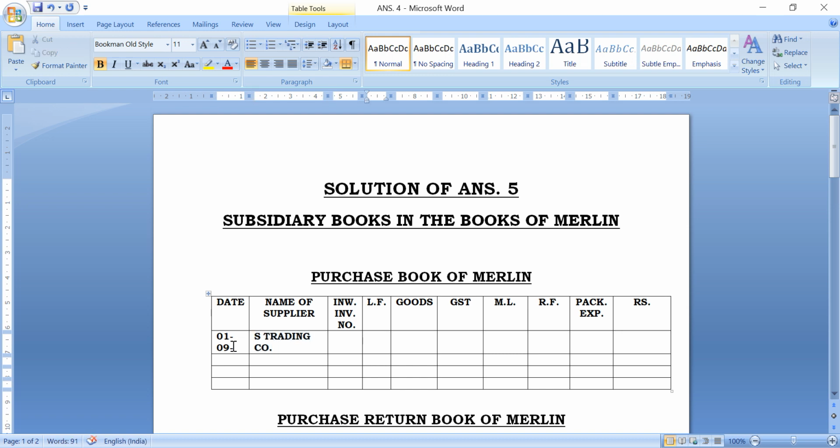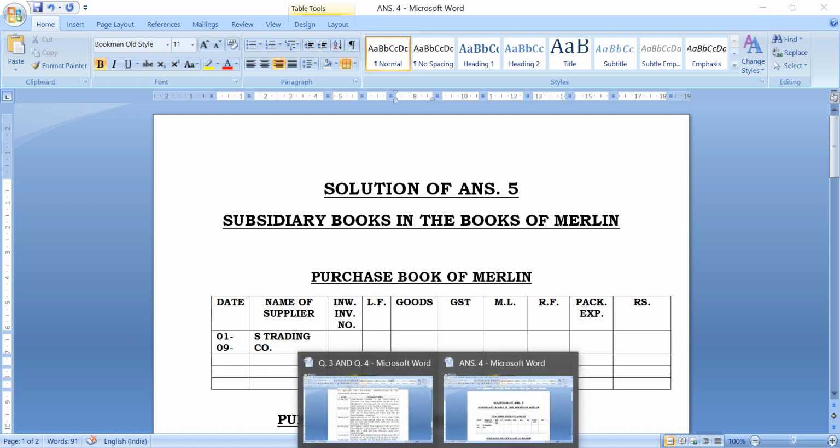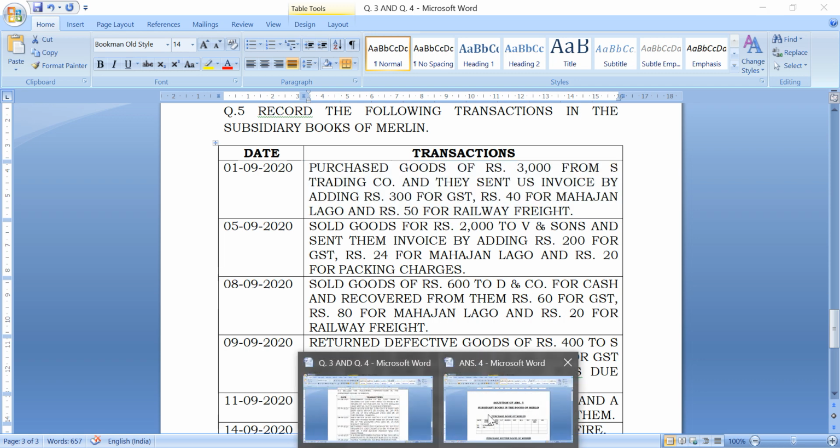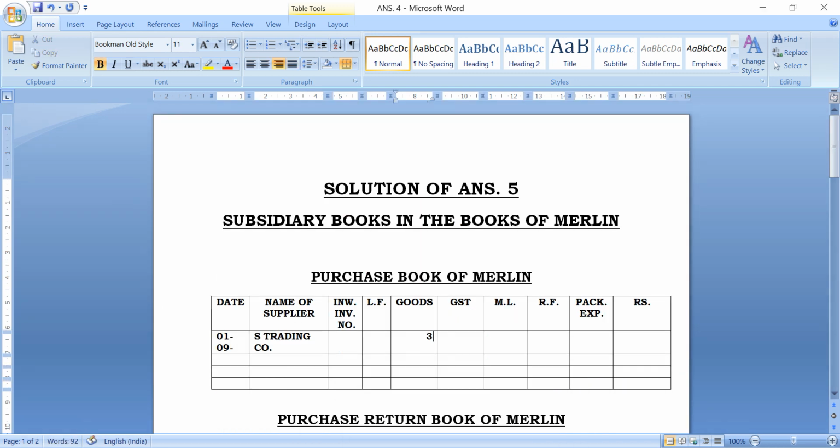Inward invoice number is not there, LF not there. Now refer the amounts. The goods amount is 3,000 and GST is 300. One by one we will enter in the column of goods: 3,000, GST 300.